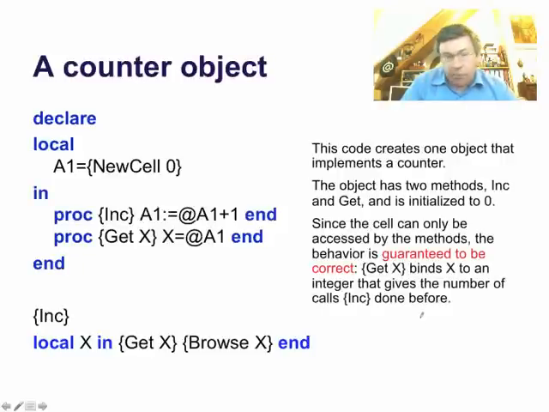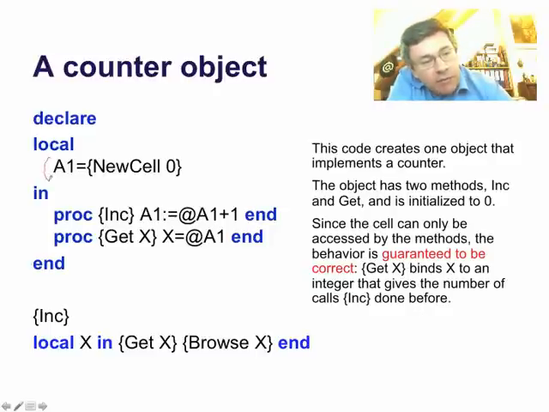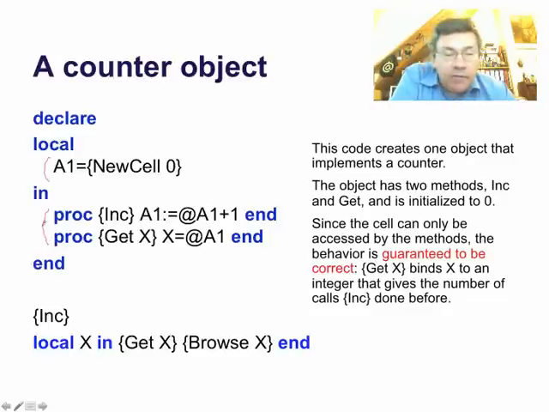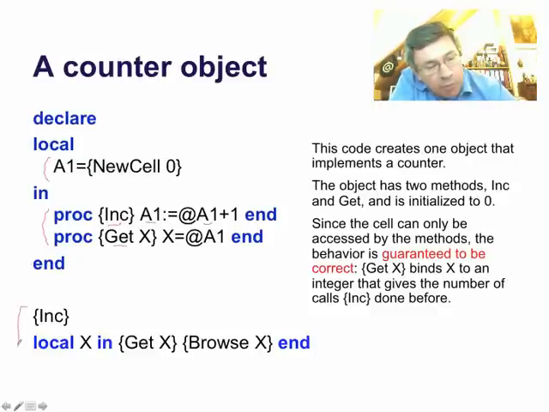So here's an example of an actual object using this schema, which is a counter. We have an internal cell here, which is initialized to 0, and we have two methods, inc and get, which are used to manipulate the counter. So the inc method will increment the counter, increase its value by 1, and getX will access the current value of the counter. So here's an example of use.